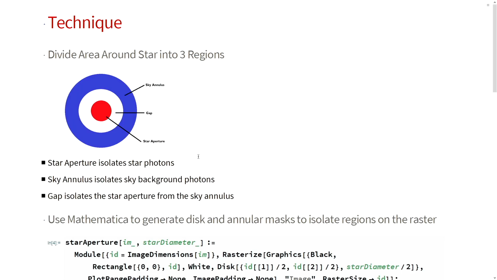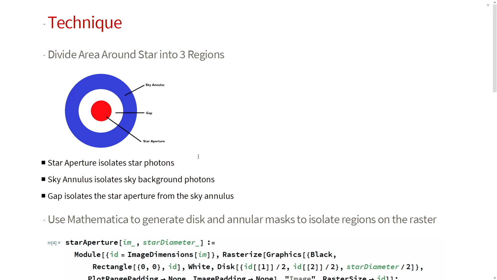So the basic technique we're going to use is to divide the area around our variable star into 3 regions. The star itself is going to be inside the center red disk, which is called the star aperture. We need to get an idea of the intrinsic sky brightness behind the star because that would interfere with the signal, so we have to subtract that out. That will be measured inside the blue annulus, which is called the sky annulus.